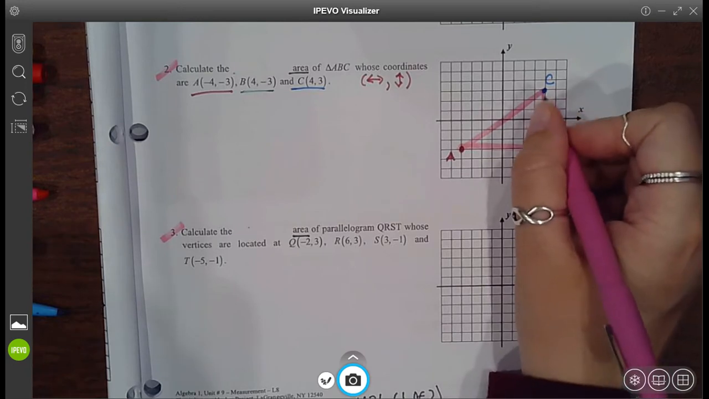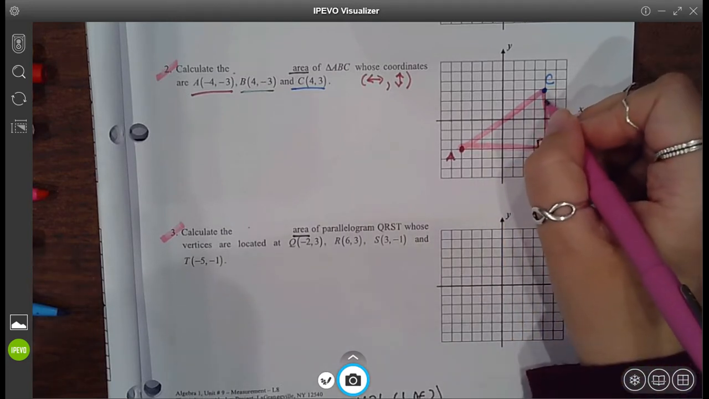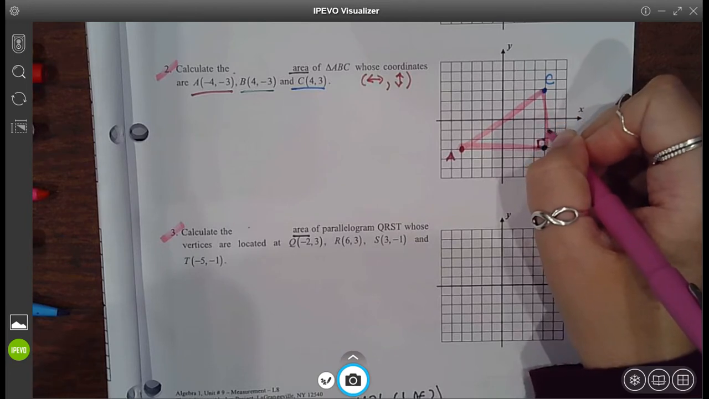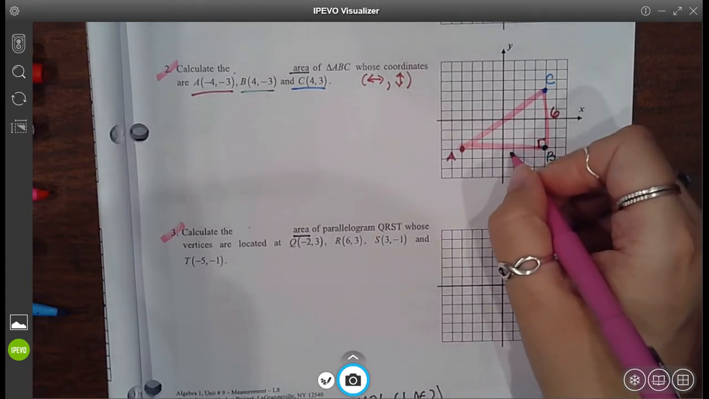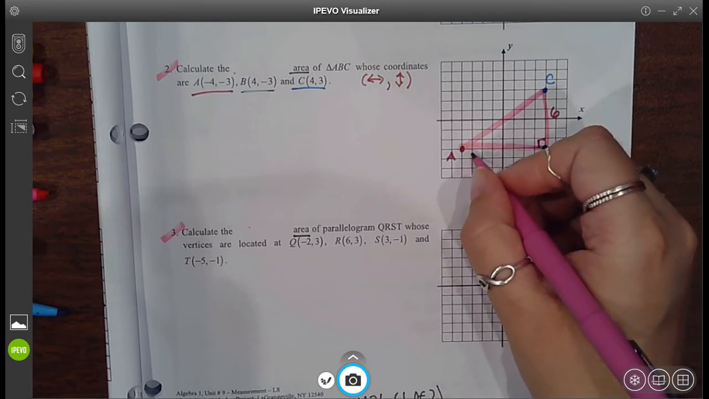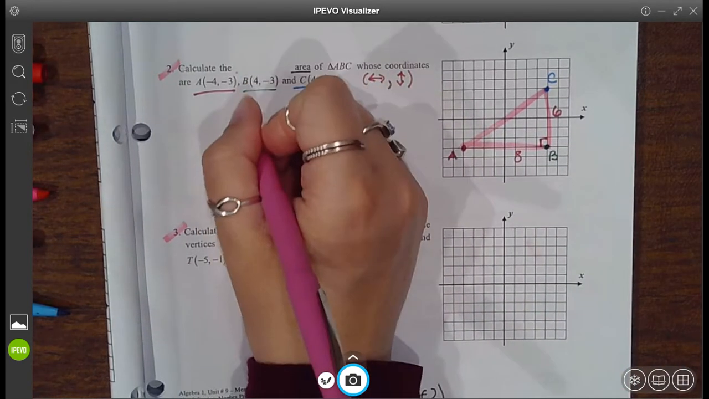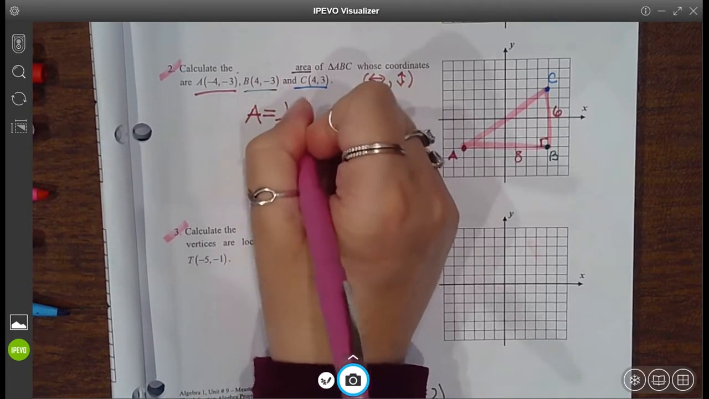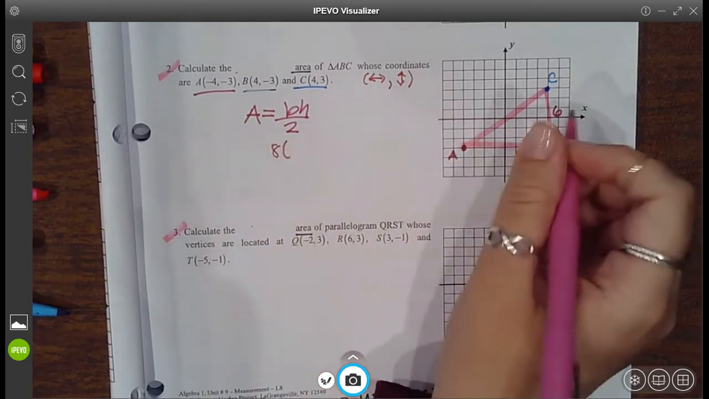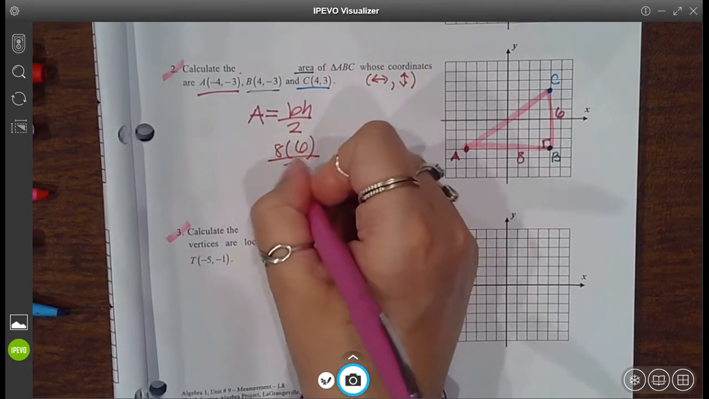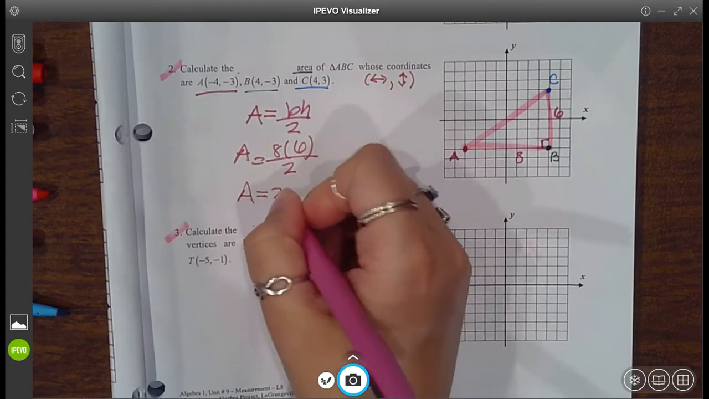I can find right here, this is perpendicular to this, right? So this must be my height, and this is my base. So this height is 1, 2, 3, 4, 5, 6. So that is a height of 6. And then this is 1, 2, 3, 4, 5, 6, 7, 8. So that has a base of 8, which means I'm going to plug into my formula, base times height divided by 2, because that's the formula for area of a triangle, right? Well, my base was 8, and my height was 6, and divide that by 2. Well, 8 times 6 is 48, divided by 2 is 24.